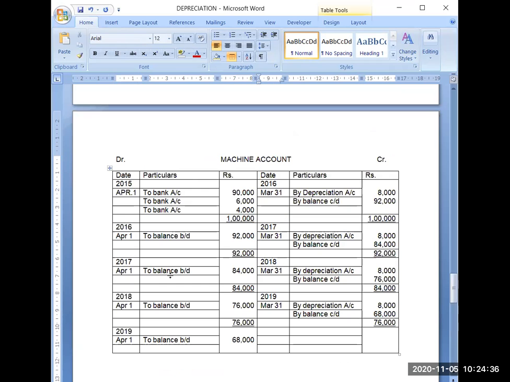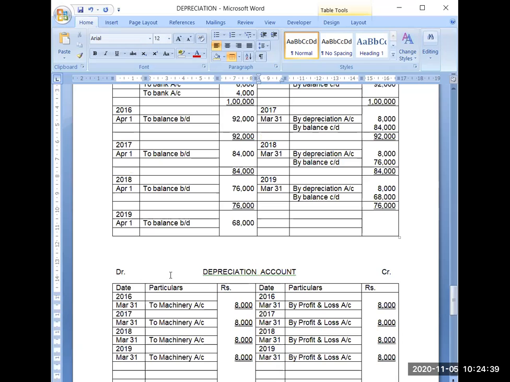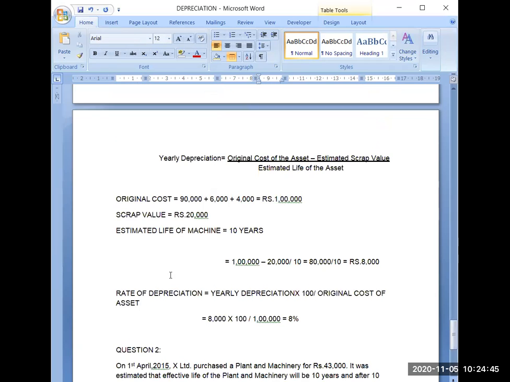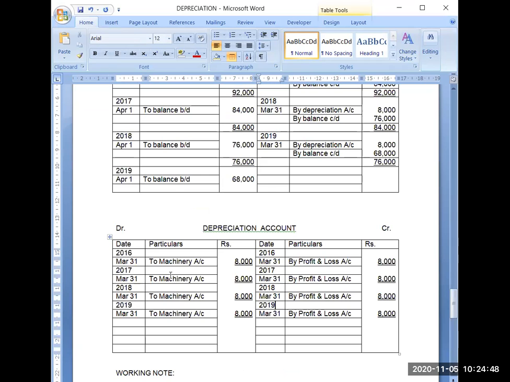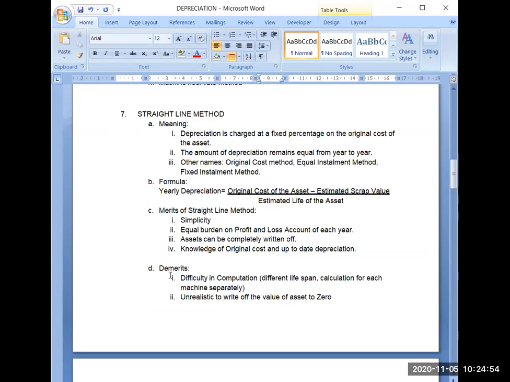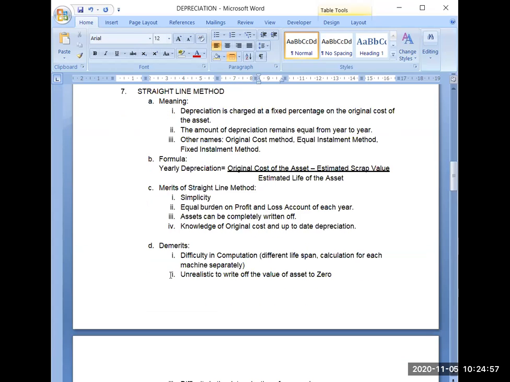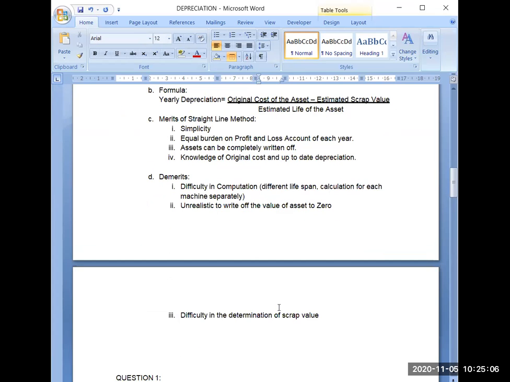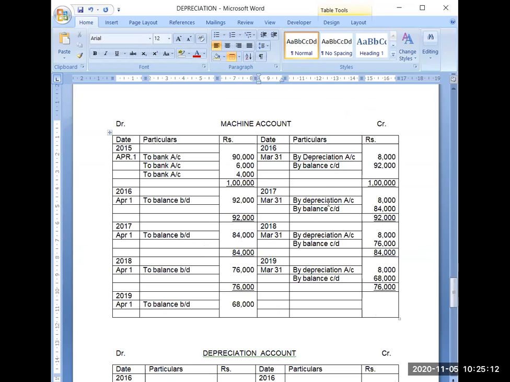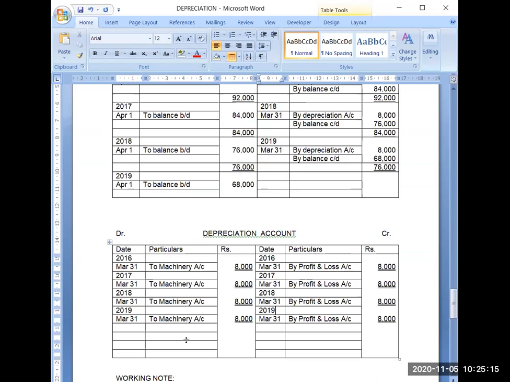So this way we have completed the machinery account as well as the depreciation account for 4 years as asked in the question, and this working note also we have shown where we are calculating our depreciation and what is the formula being used for calculating the depreciation. So I hope you all are clear about the straight line method, how to do accounting for the purchase of asset, then how to charge the depreciation, how to calculate the depreciation, how to transfer the depreciation into profit and loss account, how we will be presenting the things in the machinery account, and how it will be presented in depreciation account. If any queries there, you can ask.